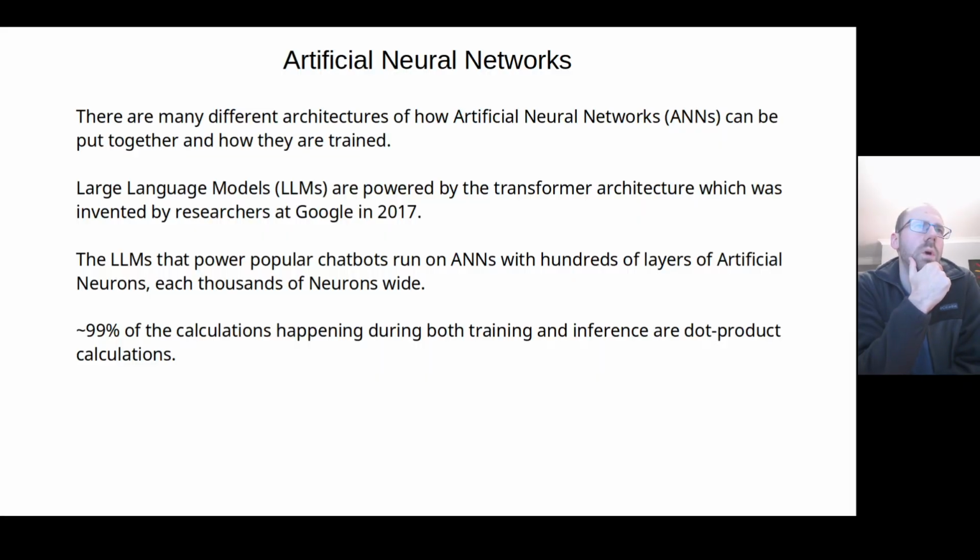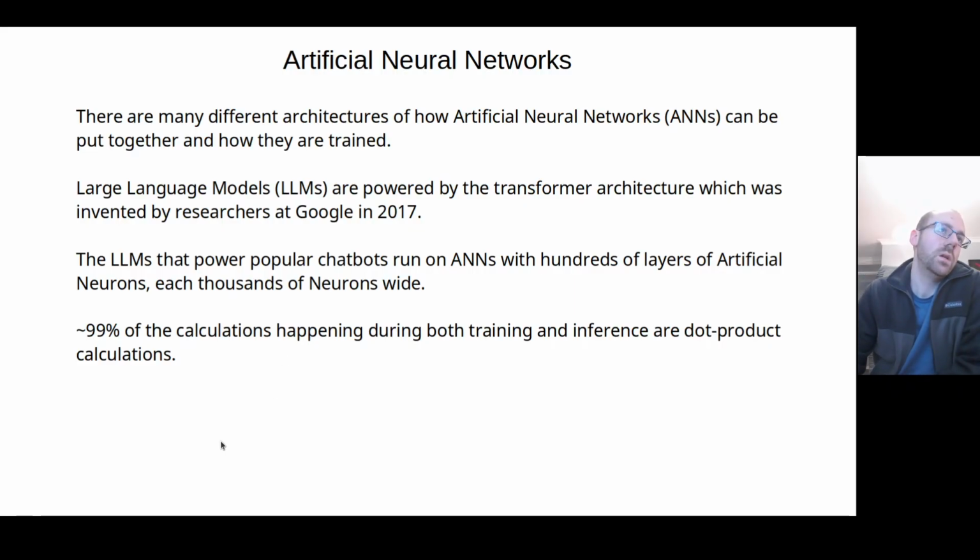Anyway, the LLMs that power popular chatbots run on artificial neural networks with hundreds of layers of artificial neurons, each thousands of neurons wide. Which means you're doing very wide dot products, right? So those vectors that we're dot producting might be 4,000 or 8,000 long, right? Lists of numbers, maybe 4,000 long, 8,000 long.